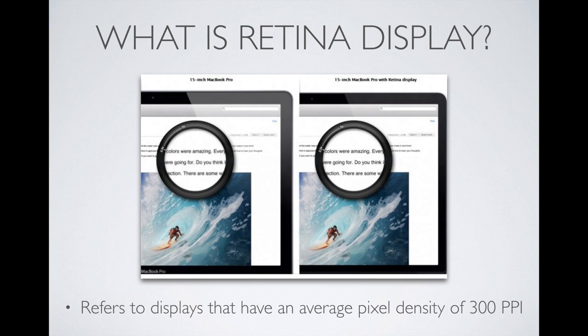So first of all, for some of you that may not know, although I doubt there are many of you, what is a Retina display? Well, it refers to displays that have an average pixel density of 300 ppi.